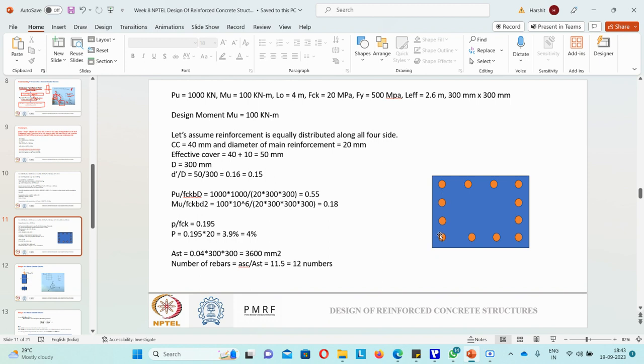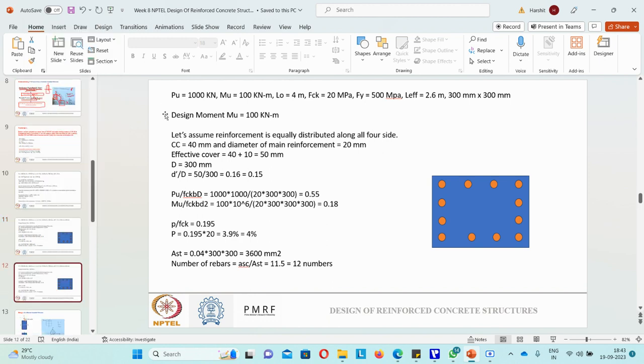Okay, so this is true. So always after designing the reinforcement, you need to check with the spacing also. It should be above minimum value. So right now you will get an above minimum value of spacing. So it is okay for the design. Okay, so this is how we considered both moment and load into action.